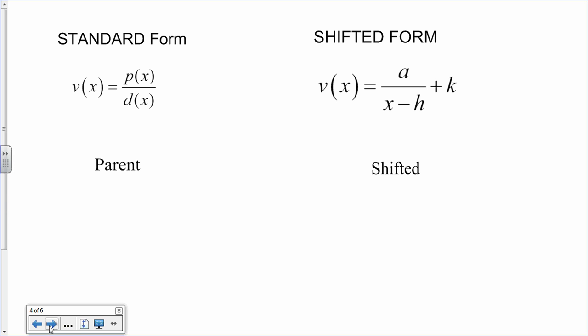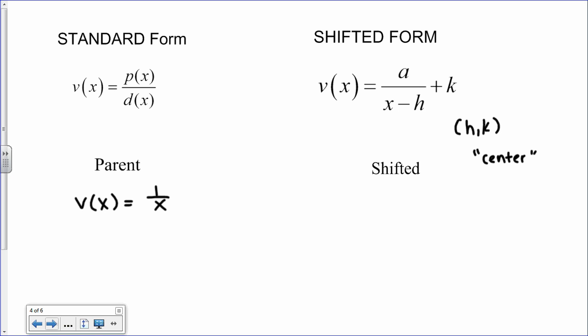Okay, so the parent function, 1 over x. Let me talk a little bit about this shifted form though. So this h and k is like the center of these rational functions. The point is not actually on the graph, and the h and k is where we get our asymptotes. And we'll talk about that more in just a minute.